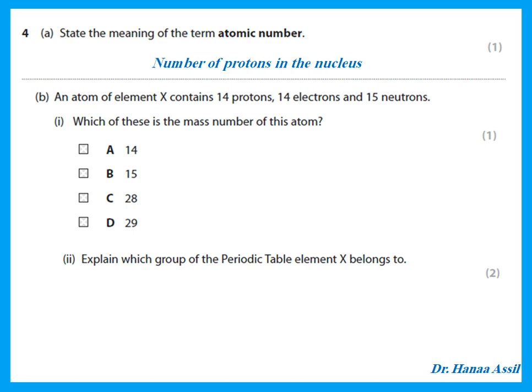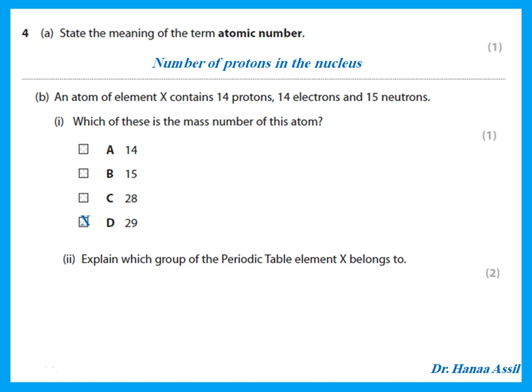An atom of element X contains this number of protons, this number of electrons, and this number of neutrons. Which of these is the mass number of this atom? How do we get mass number? The mass number, you should know, is protons plus neutrons. So 14 for the protons plus 15 neutrons. That will give me a mass number of 29.